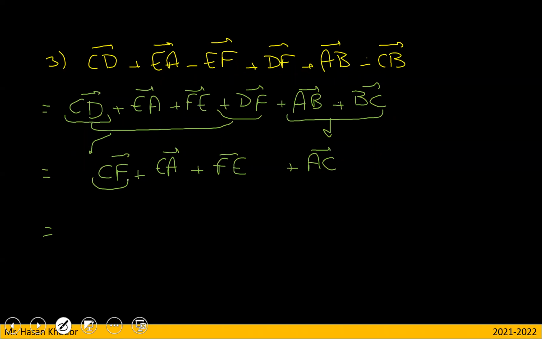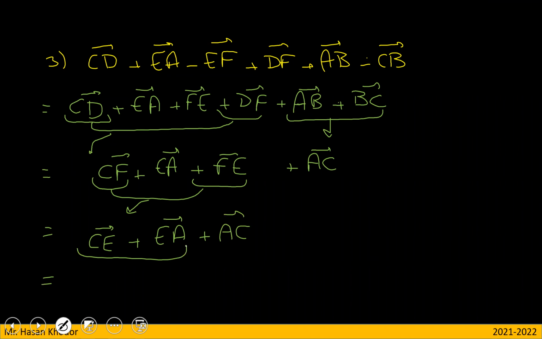This one and this one are consecutive vectors. So CF plus FE gives CE. Plus, what else do we have? We have EA and AC. CE and EA give CA, plus AC. What is the answer? Zero vector, exactly.